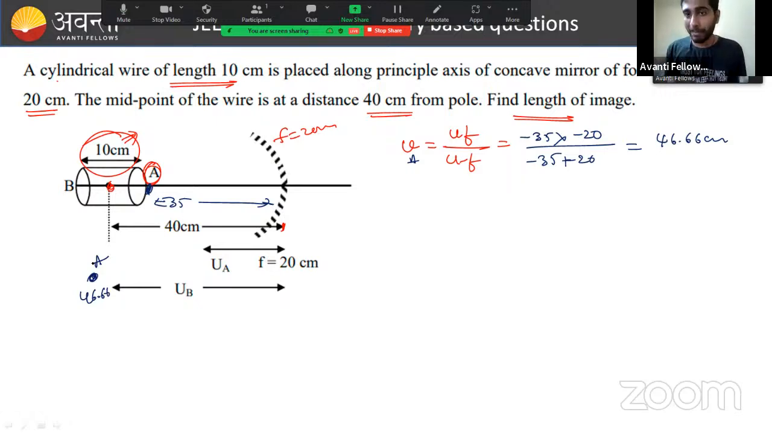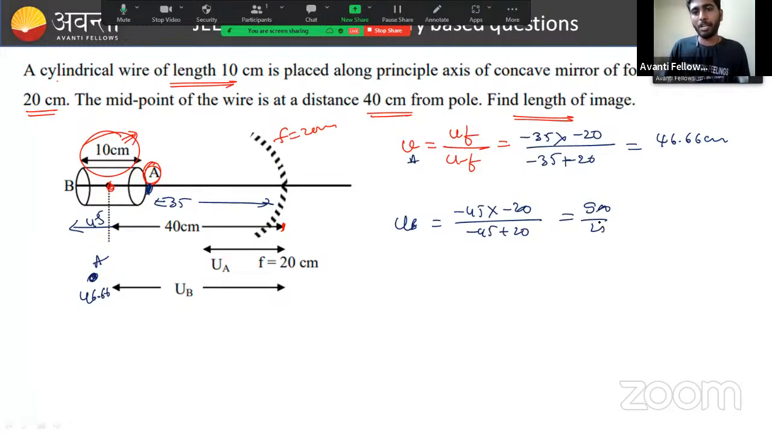Where will the B image be? We'll check it. Similarly, UB is equal to B's value. It is kept at a distance of 40 plus 5, which is nothing but 45 centimeter. Object distance will become minus 45 into minus 20 divided by minus 45 plus 20. 900 divided by 25, that is nearly 36. This is minus, this is also minus.